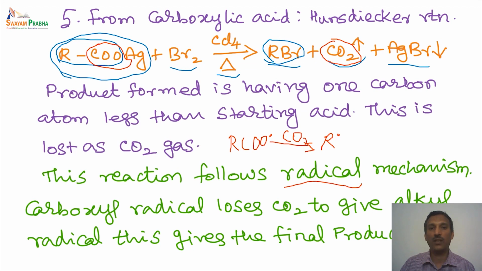So this reaction does not necessarily give 100% yield of our required alkyl bromide, but it may also be contaminated with some amount of the dimer, where the R group undergoes dimerization. So 2 R dot combine together to give RR. In other words, if we take 100 molecules of the silver salt of the carboxylic acid, the reaction does not necessarily give 100% of the alkyl bromide. Some amount, depending on the reaction conditions and on the stability of the alkyl radical, is converted into the dimer. So again, in this particular reaction, we may not get 100% yield of the alkyl bromide.